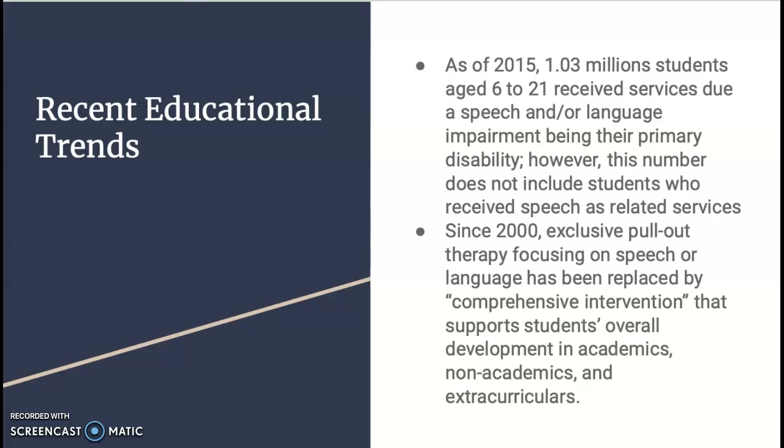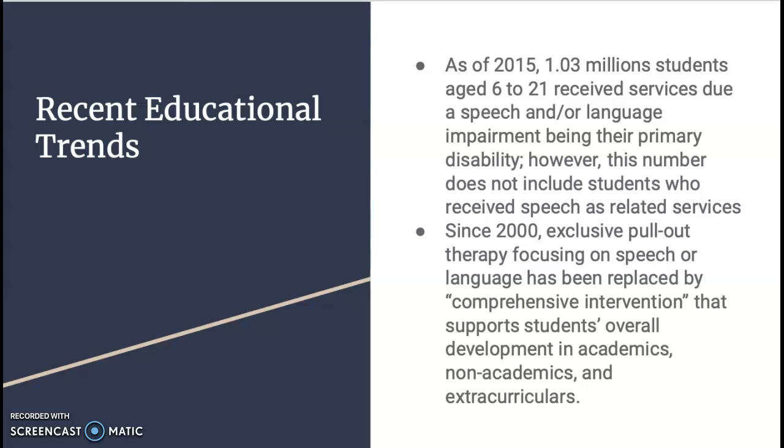Some recent educational trends. As of 2015, there were 1.03 million students between ages 6 and 21 who were receiving services due to a speech and or language impairment being their primary disability. That doesn't include earlier intervention, so ages 3 up until 6, and it doesn't include students who were receiving speech as a related service, so someone who might have an autism diagnosis as their primary disability. Those students would also be receiving speech, but they're not included in that 1.03 million.